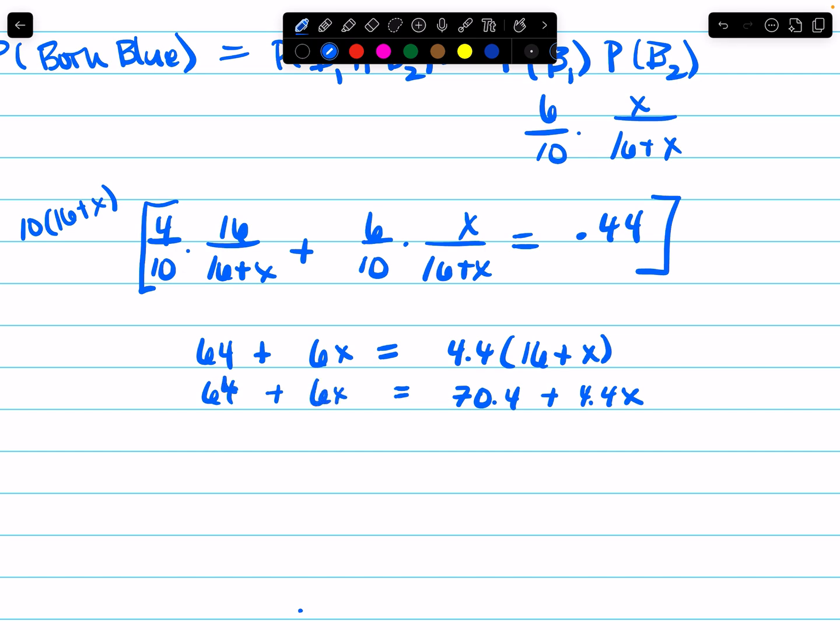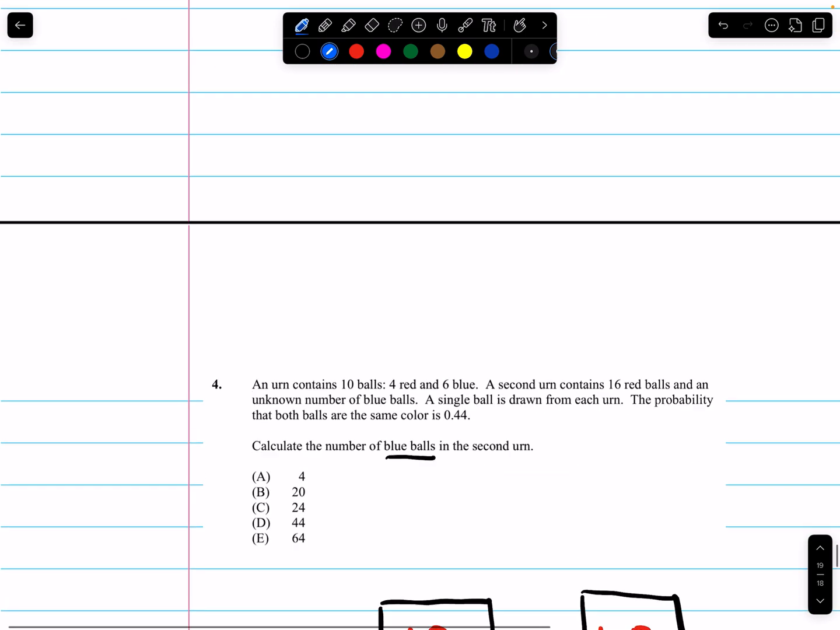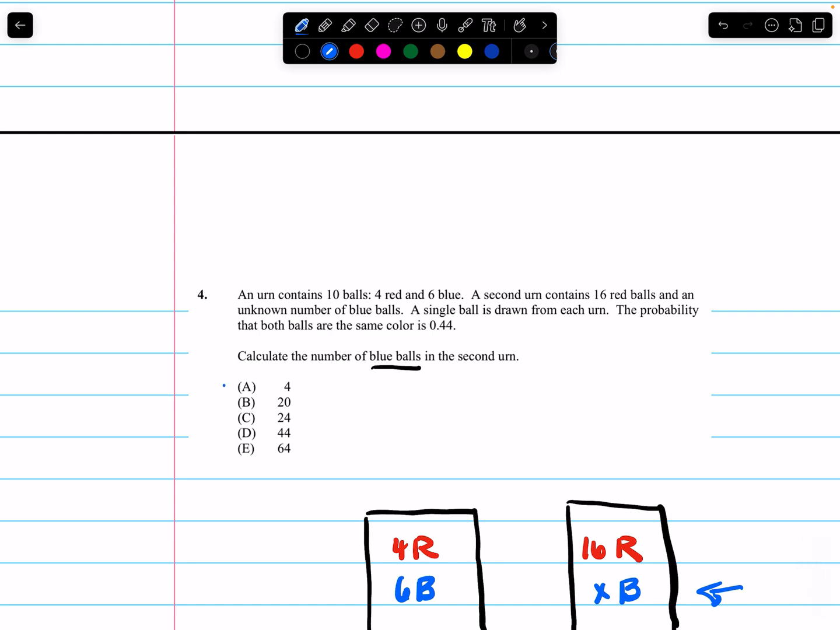So we move all our x's to one side. We get 1.6x over here. Move the 64 over, and we get 6.4 over here. Dividing both sides by 1.6, we get x is equal to 4. So A is our correct answer.